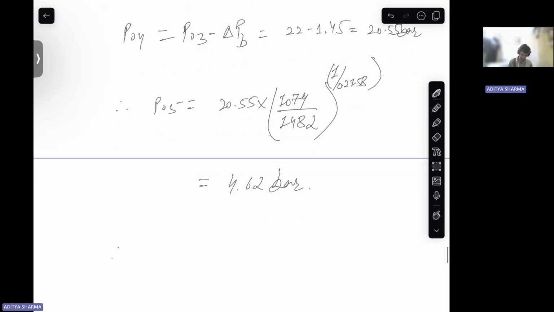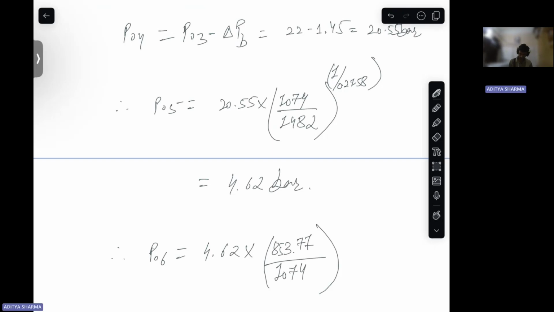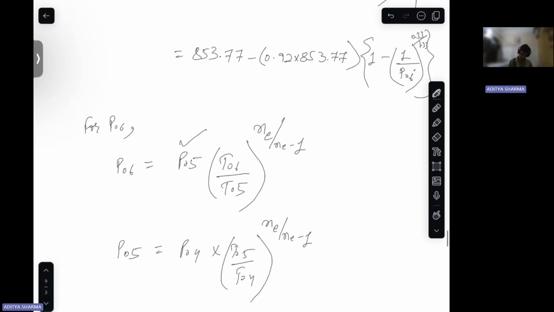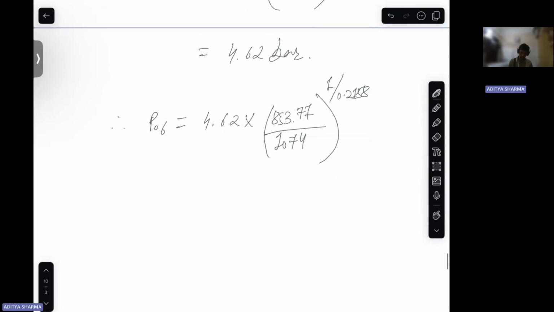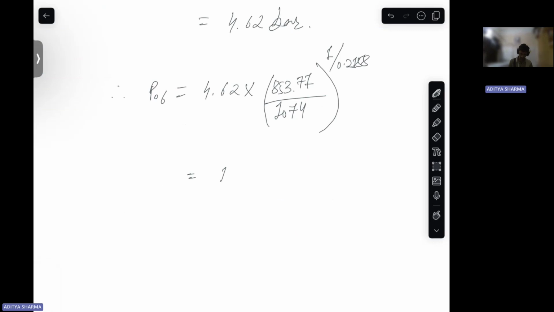Okay. So P naught 6 is P naught 5, which is 4.62, into T naught 6 we have just calculated, 853.77, divided by 1074, which is T naught 5, to power 1 by 0.2158. So this also we have calculated in question number 5. If you calculate this, this will come out to 1.59 bar. Right? P naught 6 is 1.59 bar.